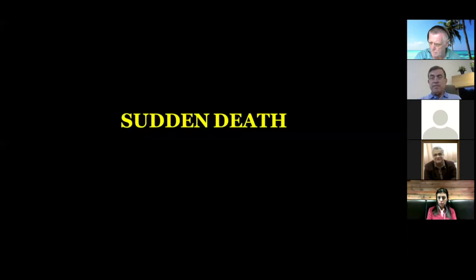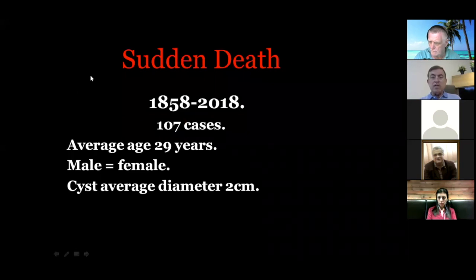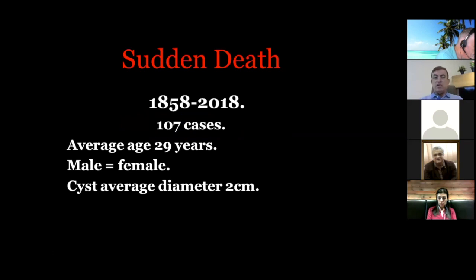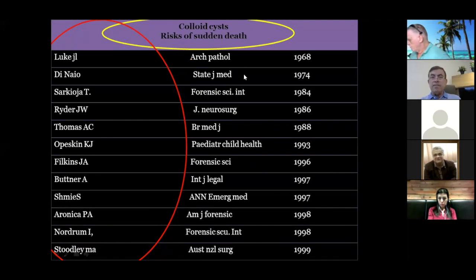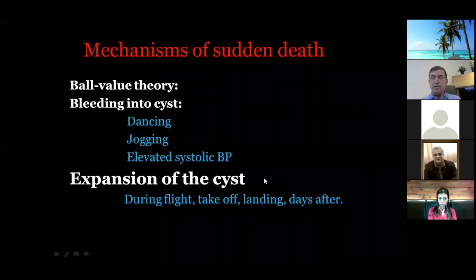So sudden death. Lots have been written about sudden death in colloid cysts. Let's see. Looking at literature between 1858 and 2018, all the cases presented were 107 cases. Average age, 29 years, equal male and female, and the average cyst size is not much, it's 2 centimeters. So it does not mean that you have to have a large colloid cyst to have a sudden death. These are the reported cases of sudden death, and these are the authors, and these are the journals, and this is the date of publication.